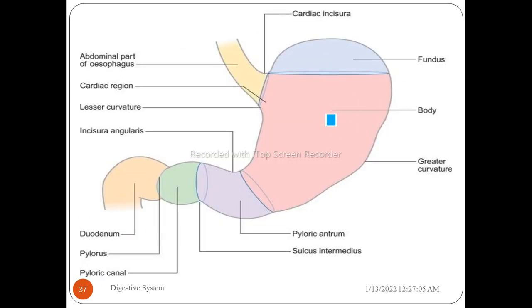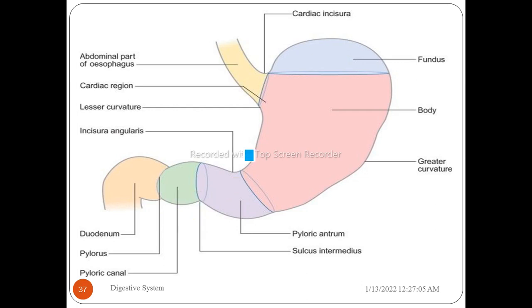This is an important picture which shows the parts of the stomach, the regions of the stomach in color. So this is the stomach, this is the esophagus, this is the cardiac region of the stomach, this is the fundus region of the stomach, this is the body of the stomach. This is the pyloric region, and specifically this is known as the pyloric antrum. This is the sulcus, which is known as sulcus intermedius, this is the pyloric sphincter, and this is the pyloric canal internally.